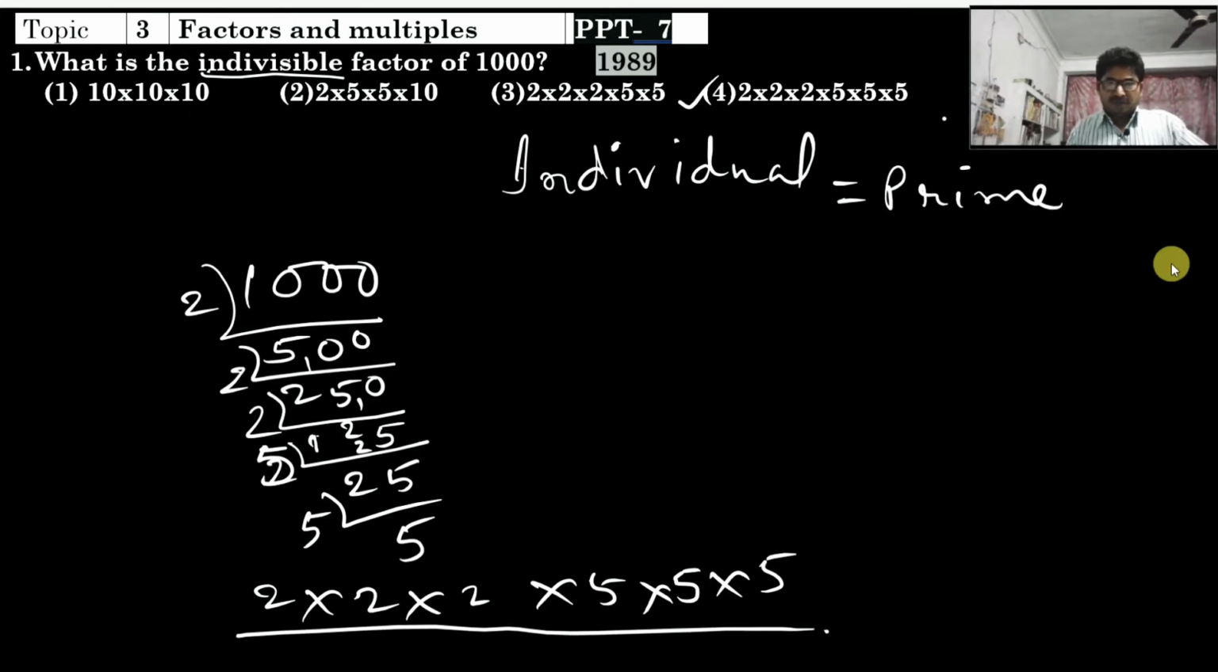Children, without doing this process also we can identify it. Here in this first option, this is the trial and error method. In the first option there are composite numbers. In the second option there is one composite number. In the third option, 10 times 10 times 10 times 100, we are getting 200 only. So that's why the fourth option is correct. We can identify like this also, children.